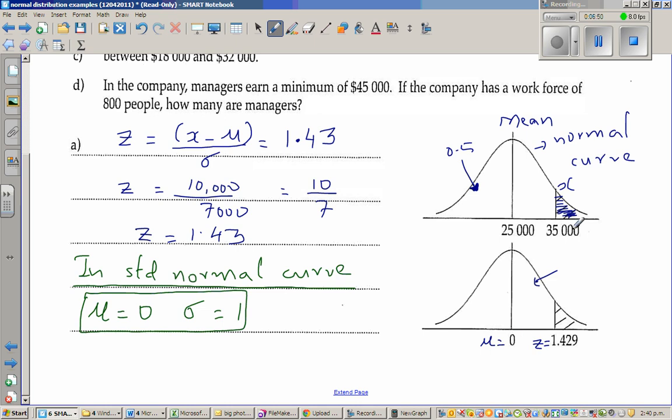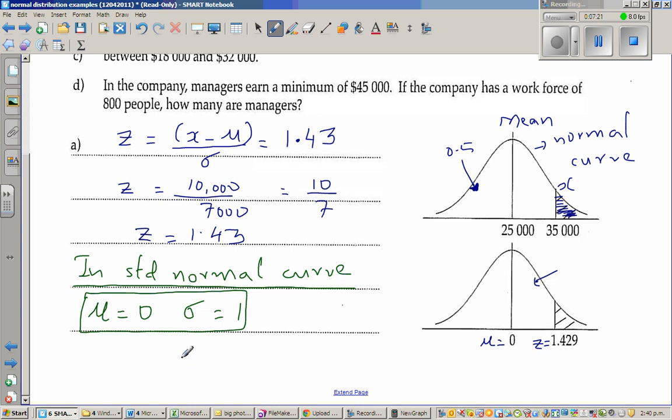You can understand logically why it is 0. Your Z value is always telling you how many standard deviations away your value is from the mean. So you ask this question: 25,000 is how many standard deviations away from 25,000? Logically it has to be 0. It's 0 away, whatever the standard deviation is. That's why for the standard normal curve, the mean is always 0.